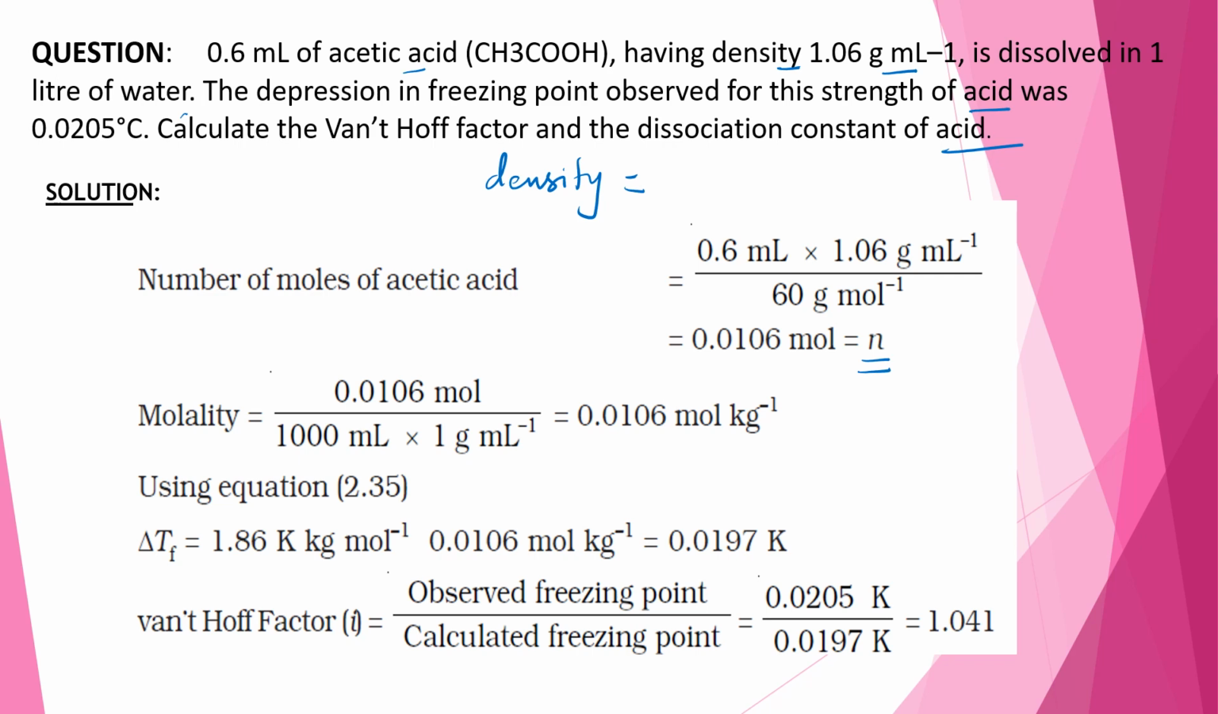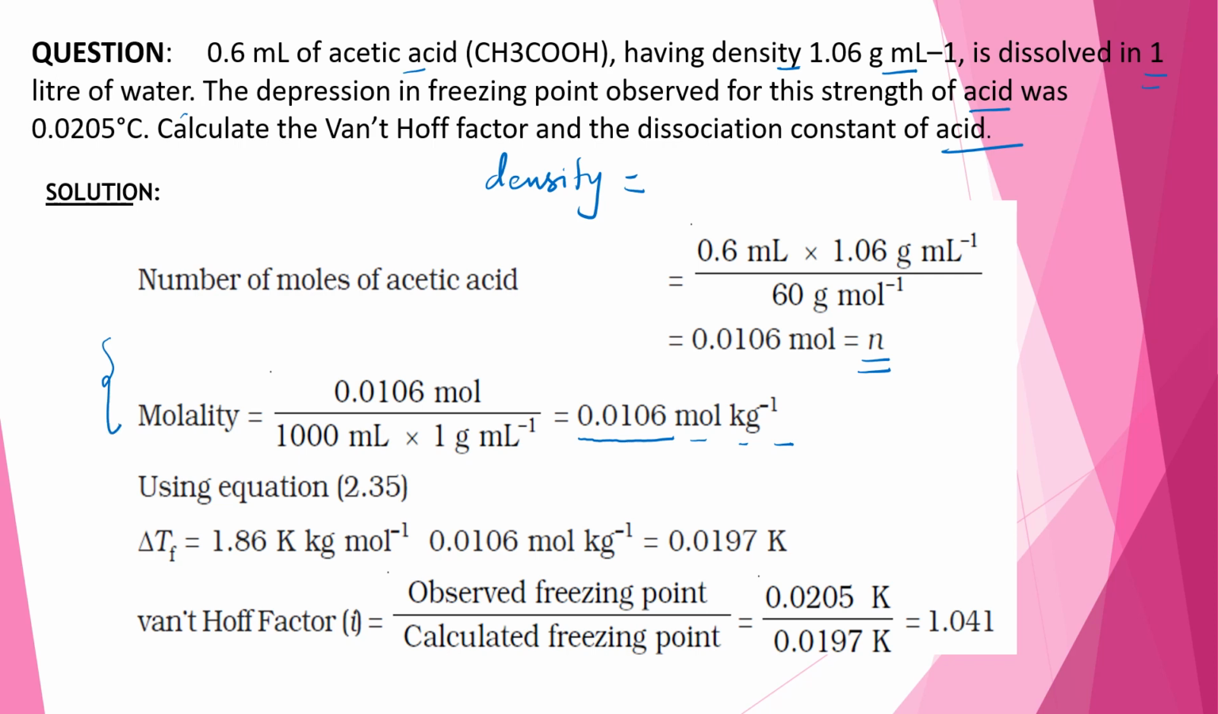Now molality is number of moles of solute upon mass of solvent in kg. So moles we have already calculated for the acetic acid, 0.0106 mole, and the mass of solvent has to be in kg, but it is dissolved in 1 liter. It has to be converted into kg, so into 1 gram per ml. So the molality is 0.0106 mole per kg. This is the first part of the problem, but it is not yet over.